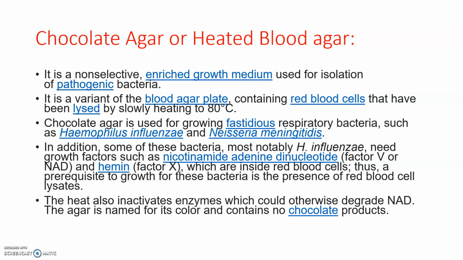So what happens in this condition is that when blood is heated at high temperature, it causes lysis of RBCs, and these factors are released into the medium. So it is a prerequisite for the growth of the bacteria, that means Haemophilus influenzae. Because these contents are released as a result of applying a high temperature, this media is useful for Haemophilus influenzae.